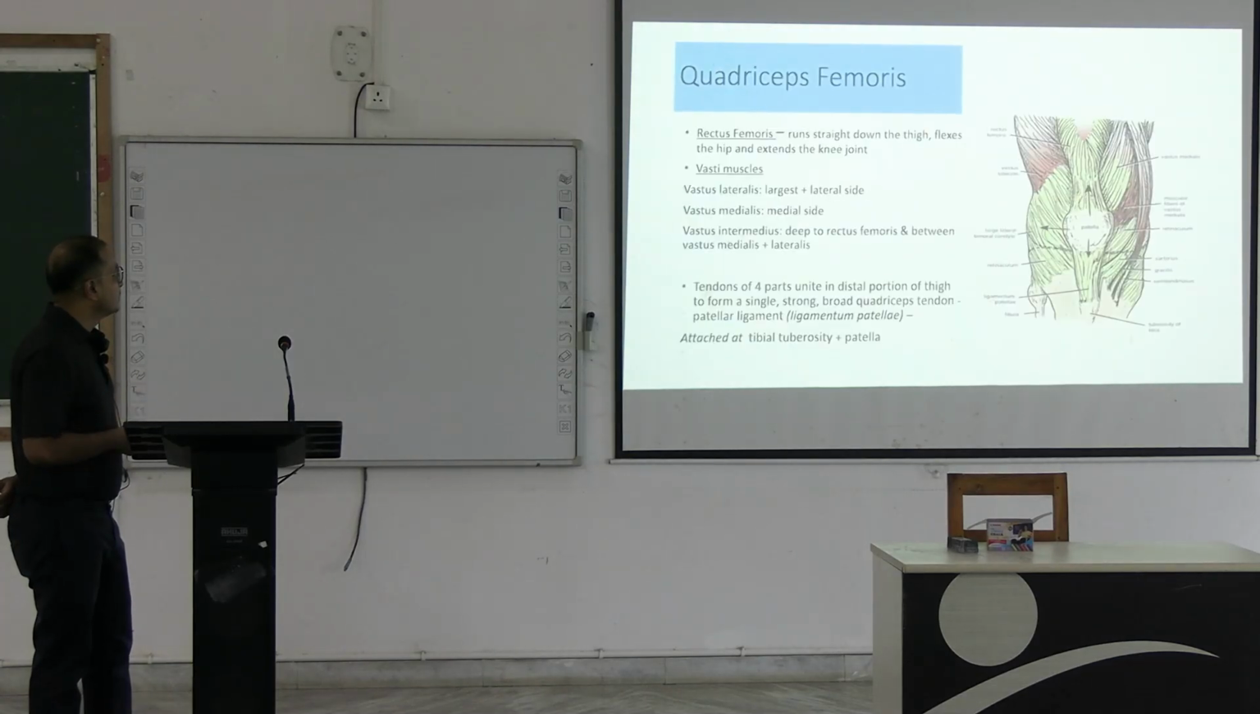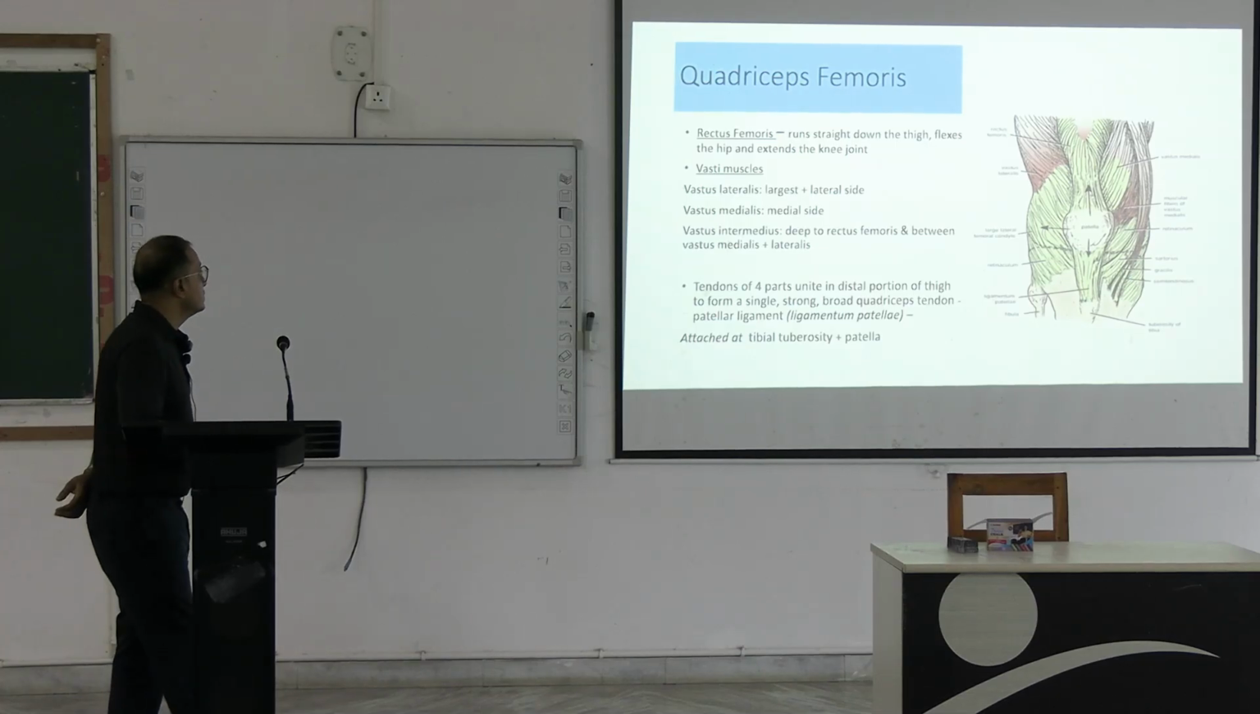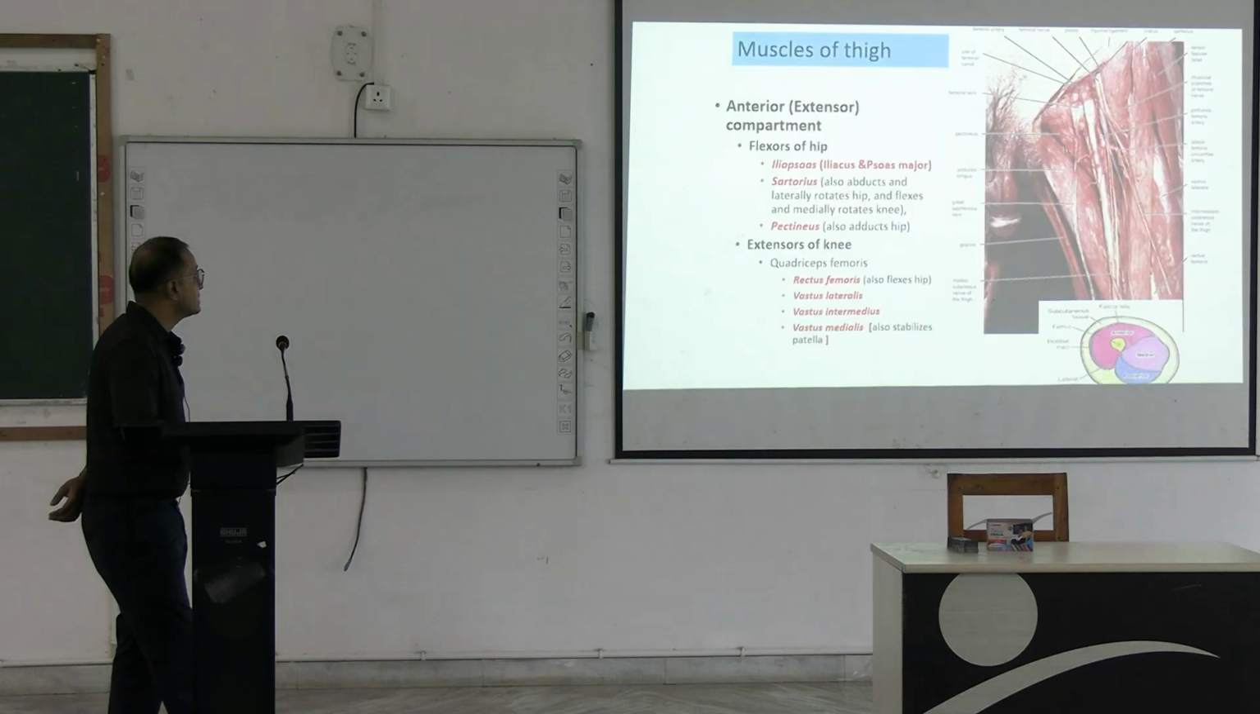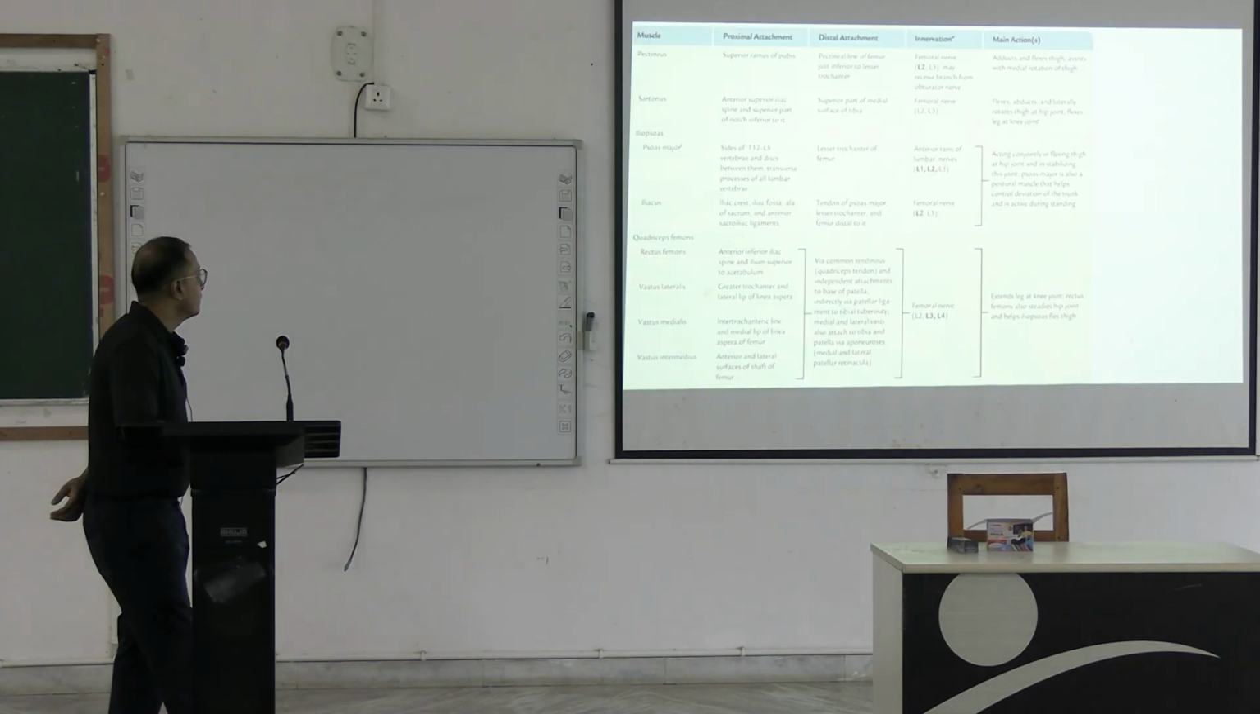And quadriceps femoris makes a tendon, we call it the patellar tendon, and this patellar tendon anchors to the front of the tibia, which is known as the tibial tuberosity. So these four tendons make up the quadriceps femoris or quadriceps tendon, present in the front of the thigh region, which acts as the extension of the knee joint.